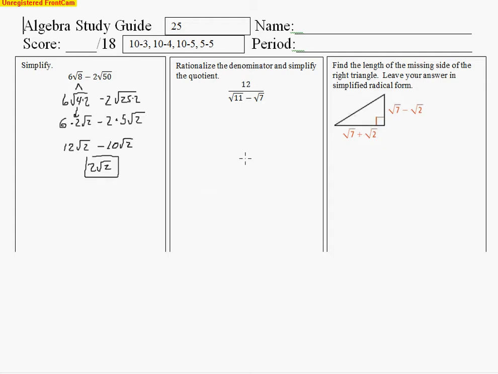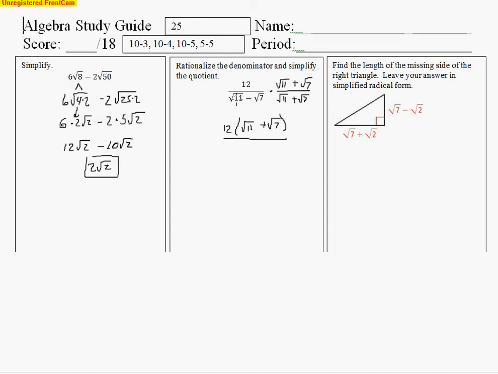On this next problem, we're going to end up multiplying by the conjugate. And so the conjugate is the same terms, but just opposite sign in between the two terms. So here we are subtracting, taking a difference. So the conjugate is going to end up being the sum. And so when we go ahead and do that, 12 times the square root of 11 plus the square root of 7. Now notice I'm keeping the 12 on the outside.